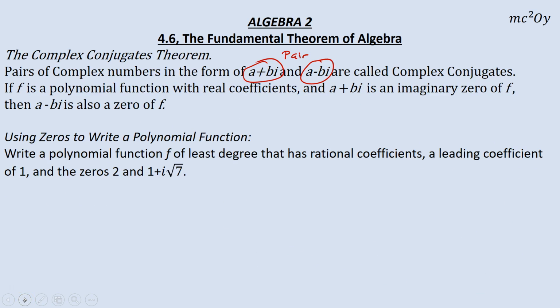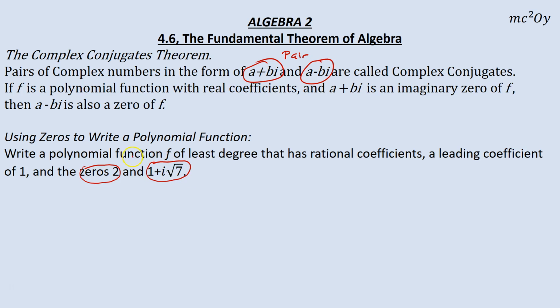And really we can read the rest of this. If f is a polynomial function with real coefficients and a plus bi is an imaginary 0 of f, then a minus bi also has to be a 0 of f. So in other words, let's try one of these. Write a polynomial function f of least degree that has rational coefficients, a leading coefficient of 1, and zeros 2 and 1 plus i root 7.